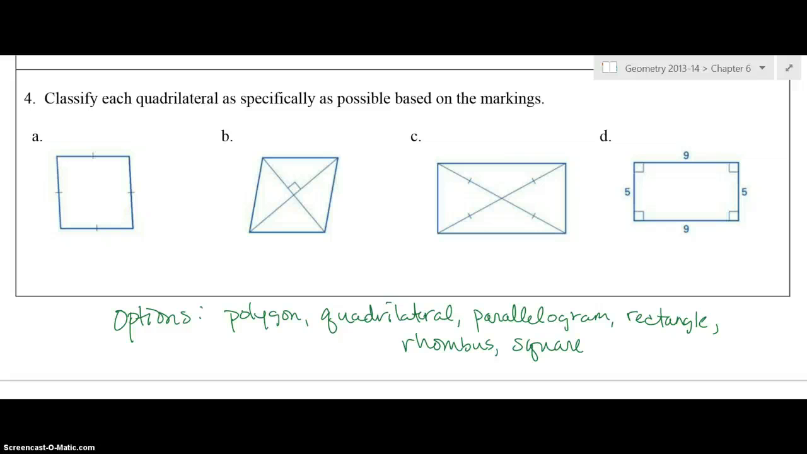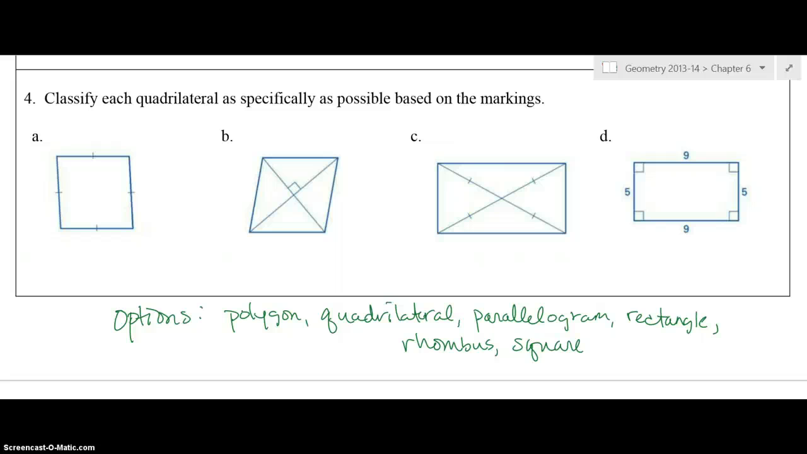A. Let's go with Rachel. Rhombus. Okay, you say A most specifically is a rhombus. Can you tell me why? Because sides. Okay. Harrison, agree or disagree? You don't know if it's a rhombus or a square.